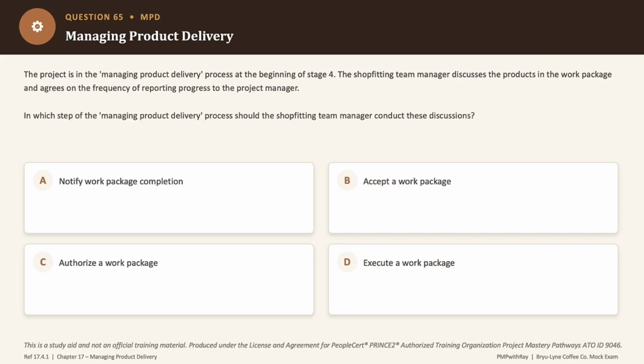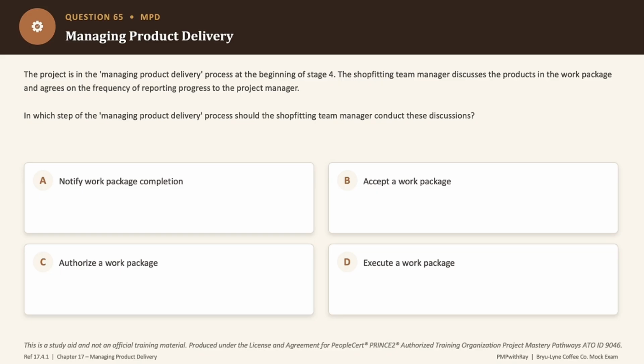Finally, question number 65 for managing product delivery. So right at the start of stage 4, the shop fitting team manager sits down with the project manager to talk through the products in the work package and agree on how often progress needs to get reported. Now, which step does this belong to?